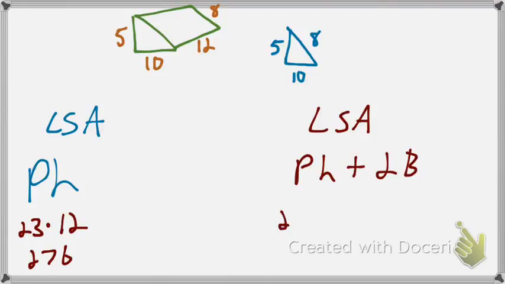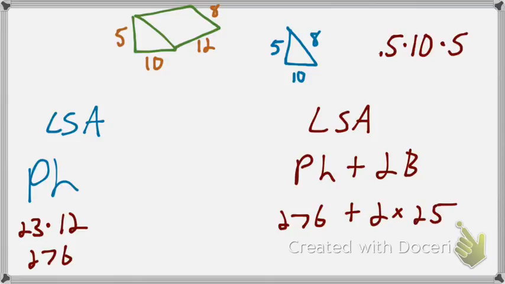All right, perimeter of the base times the height plus 2 times the area of the base. So we have 276, which we just solved, plus 2 times the area of the base, which is 1/2 times the base of the base times the height of the base. So that would be 25. 0.5 times 10 times 5 is 25. Okay, so we add those up. You get 326. That is what it should be.